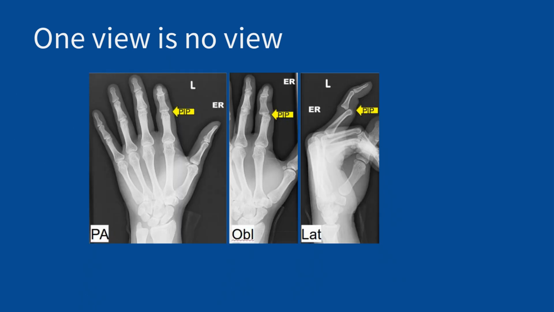Another example. Here, a pretty striking dislocation. Again, the AP view, impossible to see. But then if you either obtain oblique or lateral views, it becomes quite clear.